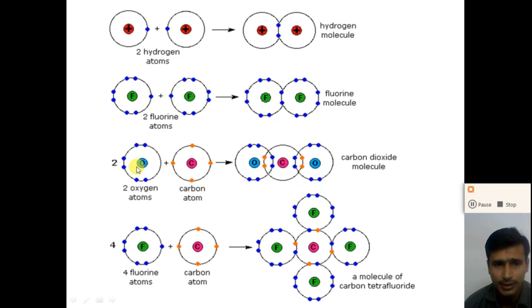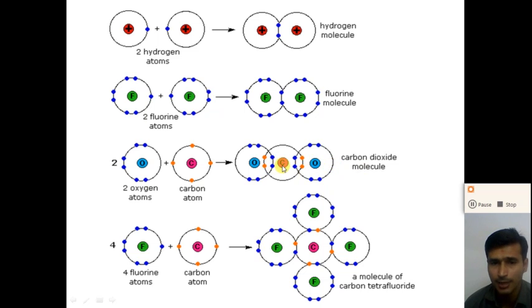The oxygen atom has 6 electrons in the outermost orbit. It requires 2 more electrons, and the carbon atom has 4 electrons in the outermost orbit. It requires another 4 electrons. So this carbon atom shares 2 electrons with one oxygen atom and 2 electrons with the other oxygen atom, and it forms the carbon dioxide molecule. So this is the electron dot structure of the carbon dioxide molecule.